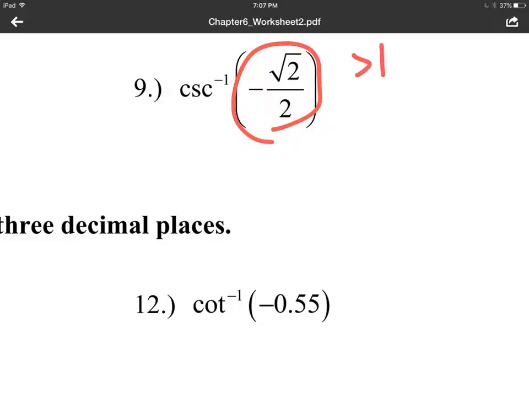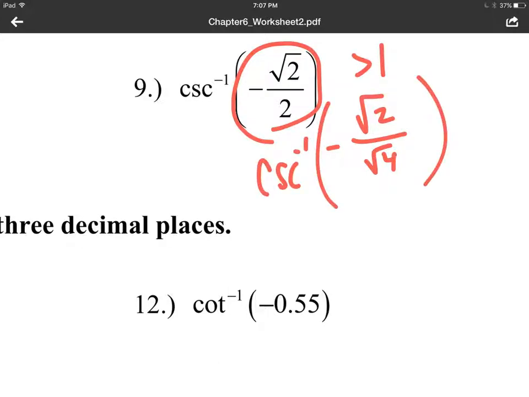Now some people would say, well, how do I know if this fraction is greater than 1? Well, when I look at this, while I may not know the exact decimal for square root 2, I know that it is smaller than 2. And the way that I know that is because square root 4 is equal to 2. So right now, this is essentially the problem that I have been given. And when I look at this problem here, I can then see that the ratio that is the input for cosecant inverse is invalid. Therefore, this is a no solution.